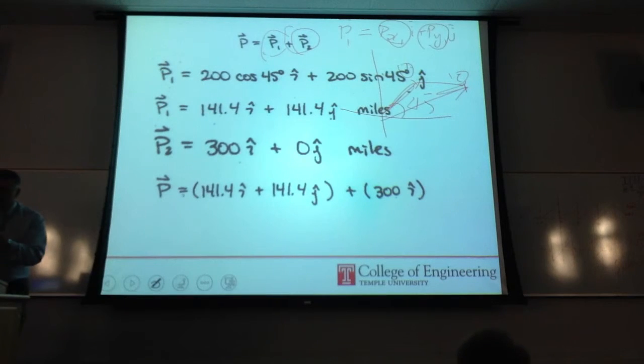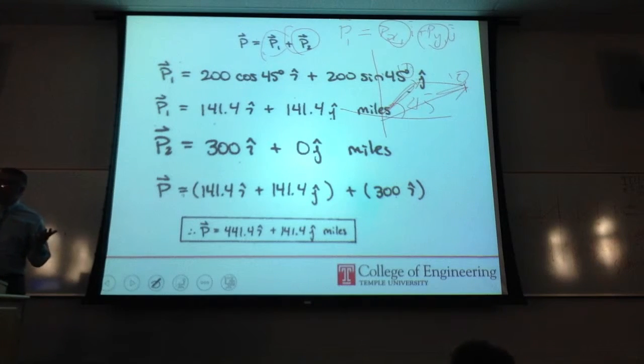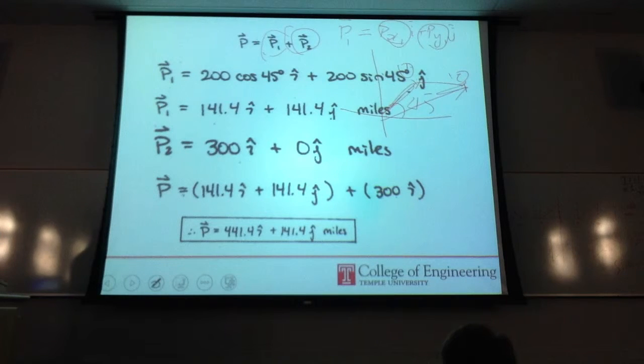So, if I want to add this together, can somebody give me the answer? Yes. 441.4 i plus 141.4 j. This is kid's play, right? So easy. Now you can actually be in the Navy, because now you can find the location of your ship and where you're located relative to your origin. So now I found this. I want to show it in a polar form.